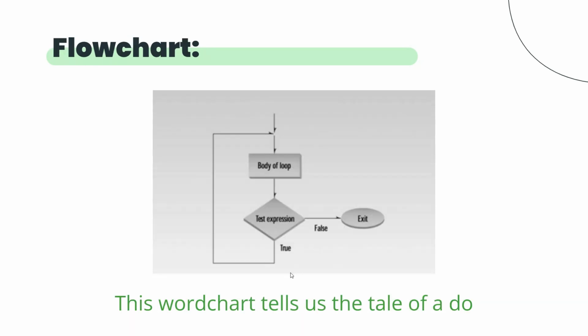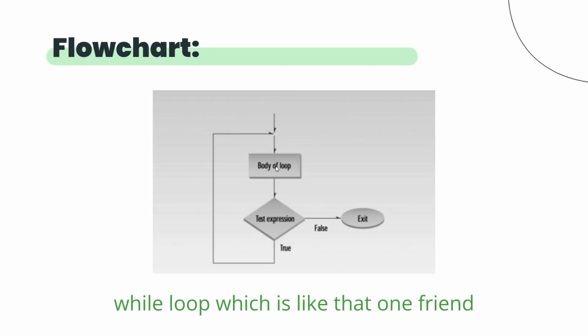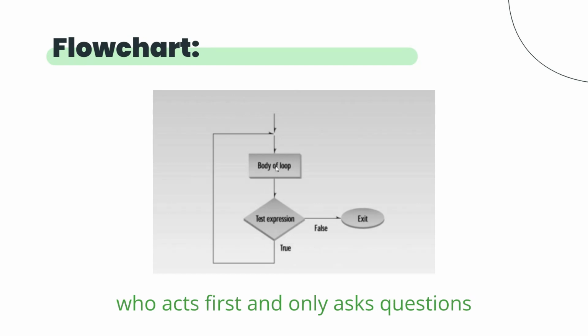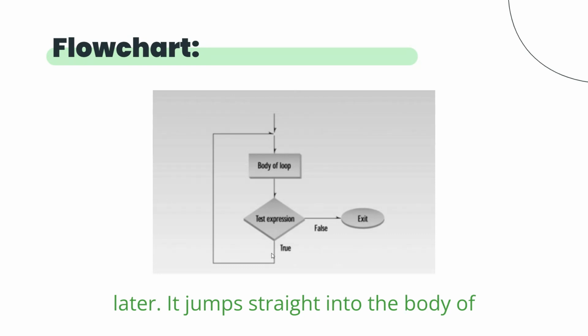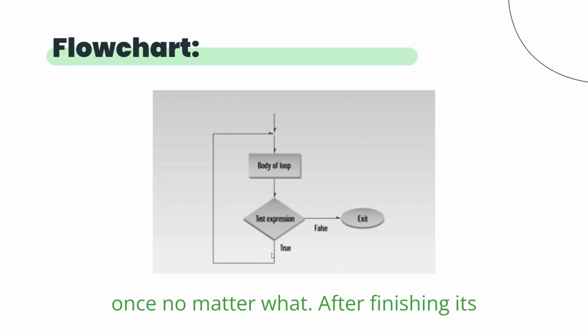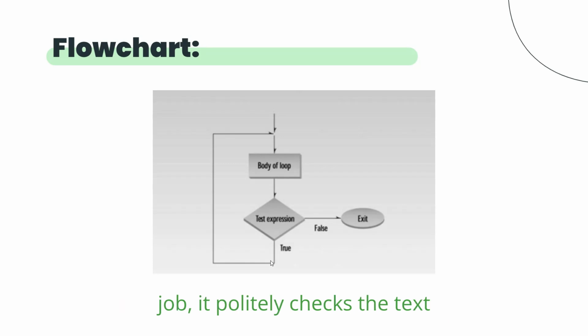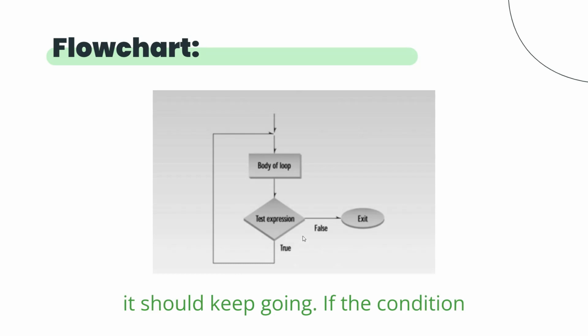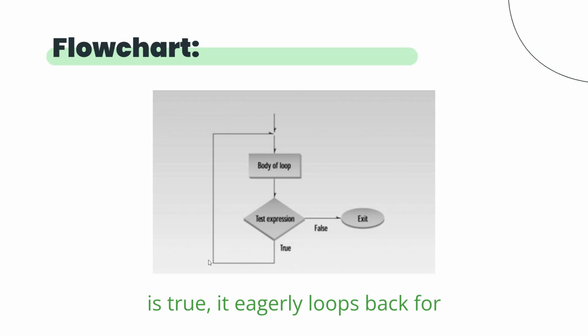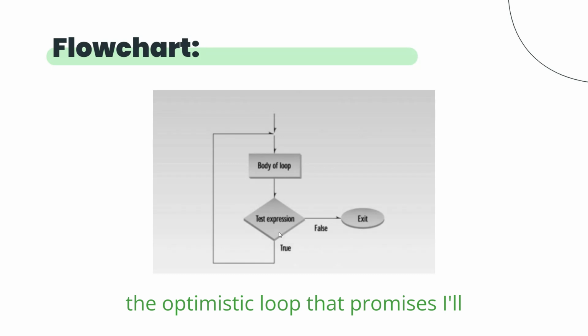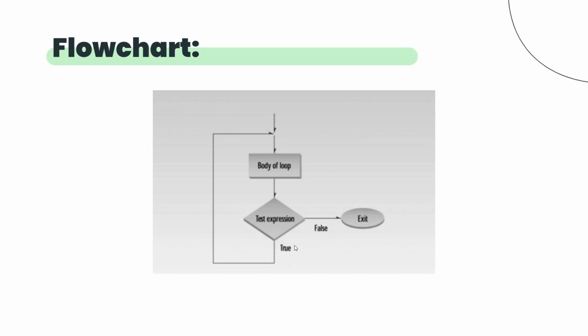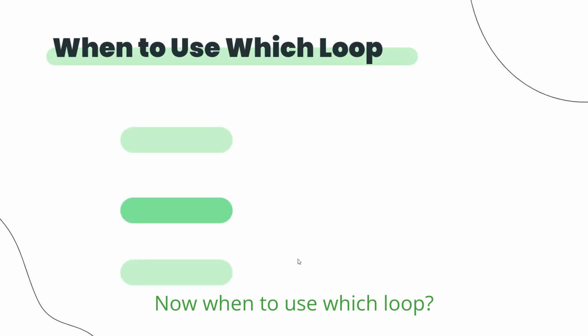This flowchart tells us the tale of a do-while loop, which is like that one friend who acts first and only asks questions later. It jumps straight into the body of the loop, saying let's do this at least once, no matter what. After finishing its job, it politely checks the test expression to see if it should keep going. If the condition is true, it eagerly loops back for another round of action, and if it's false, it finally bows out and exits. Think of it as the optimistic loop that promises I'll give it a shot at least once.